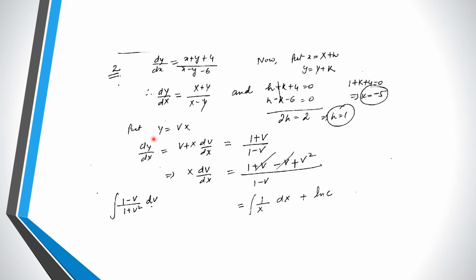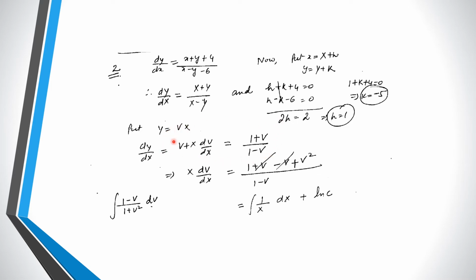So when you put Y to be v times X, take the derivative with respect to X both sides, you will have dY by dX is equal to v into the derivative of X, which is 1, plus X into the derivative of v with respect to X. Now substitute this value over here, and this is equal to X plus v times X upon X minus v times X. You can take X to be common, it will be cancelled out from the numerator and denominator, and you are left with 1 plus v upon 1 minus v. So you are having this differential equation now.